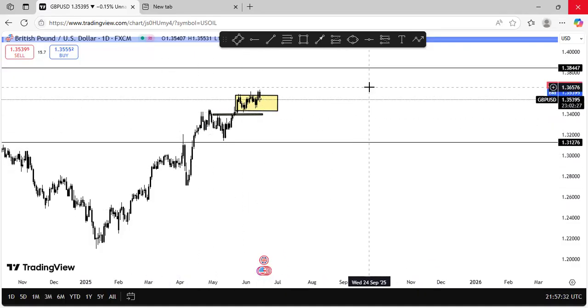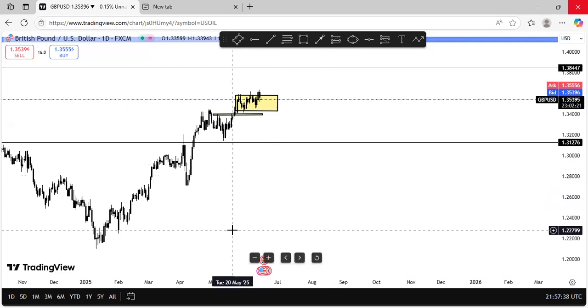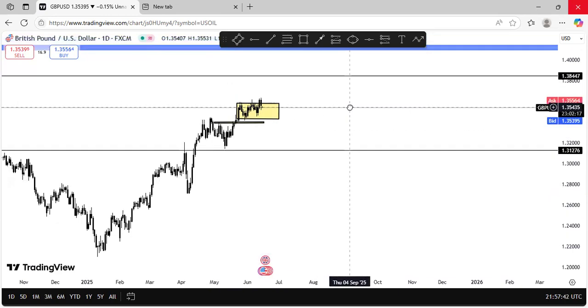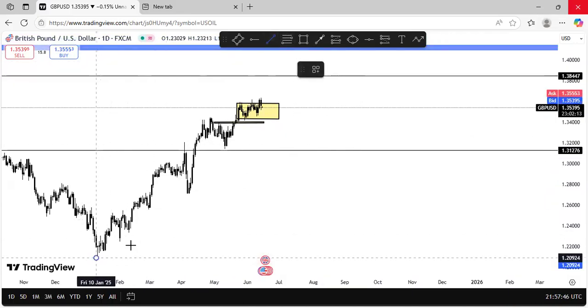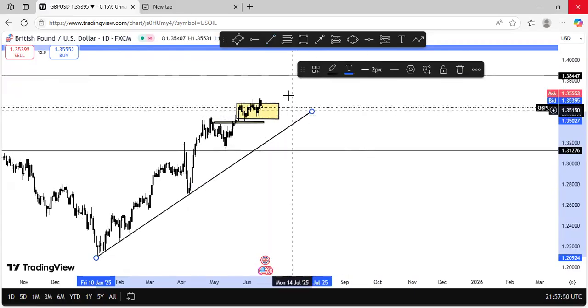But I'm not surprised because the DXY is actually ranging as well. I'll go back to the DXY for us to get a better understanding. But what should we expect? What should we expect from this pair?